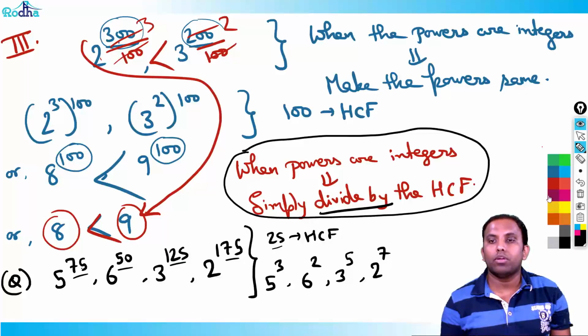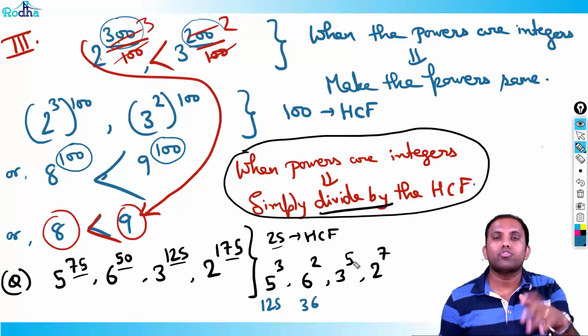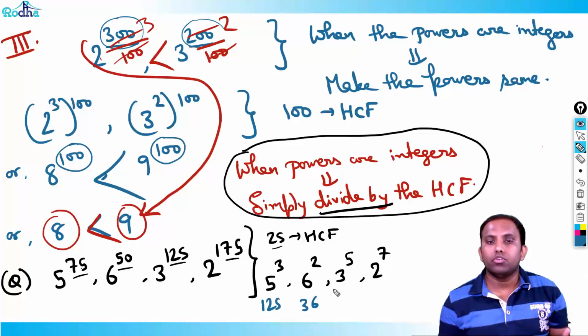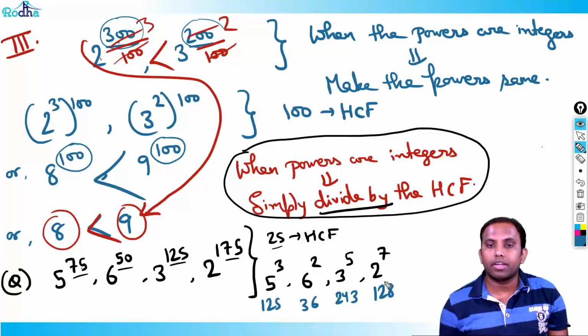So it actually becomes what? 5 cube is 125. 6 square is 36. 3 raised to 5, quite easy to do, 3 raised to 4 is 81, 81 into 3 is 243. And what is 2 raised to 7? It is 64. Sorry, 128. 2 raised to 7 is 128. So now which is greater? You can easily see which is greater. Now 243 is the greatest.